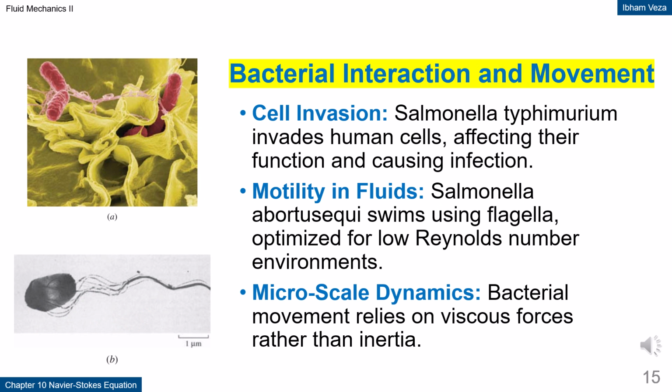Bacterial interaction and movement is a clear example of flow at the microscale with very low Reynolds numbers. At this scale, motion is entirely controlled by viscous forces rather than inertia. Bacteria use structures such as flagella to generate effective propulsion. This mechanism is very different from how humans swim at the macroscopic scale. This example emphasizes that flow behavior strongly depends on length and velocity scales.